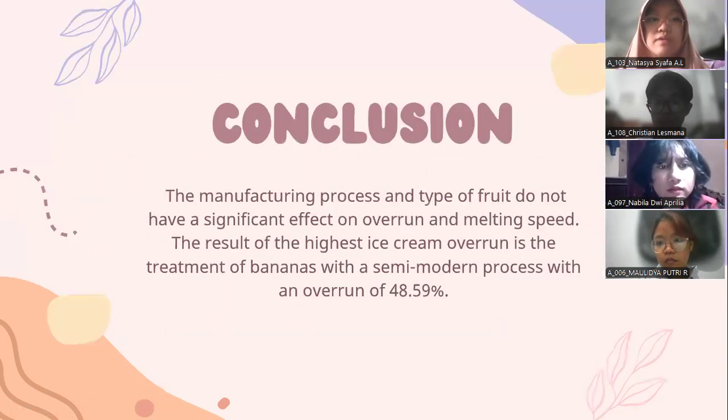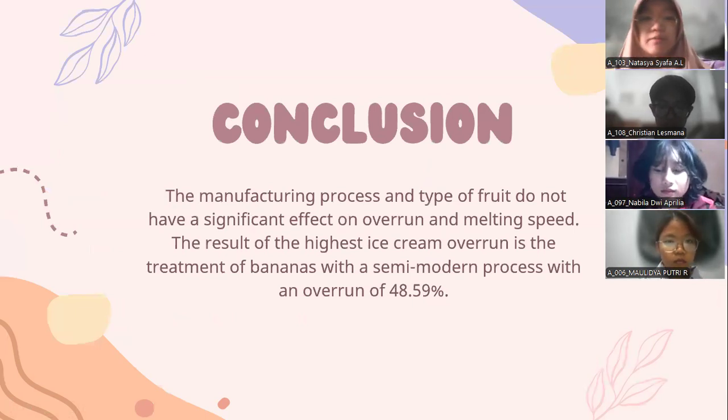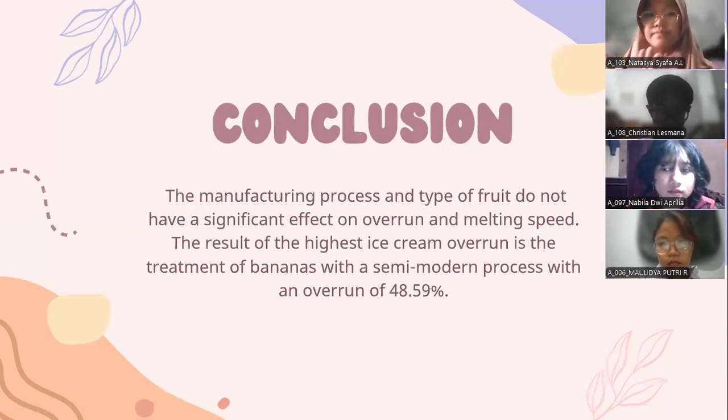And now, finally, we are going to the conclusion. The manufacturing process and type of fruit do not have a significant effect on overrun and melting speed. The highest ice cream overrun is from the treatment of bananas with a semi-modern process. So between the traditional and semi-modern, we had better use the semi-modern process.